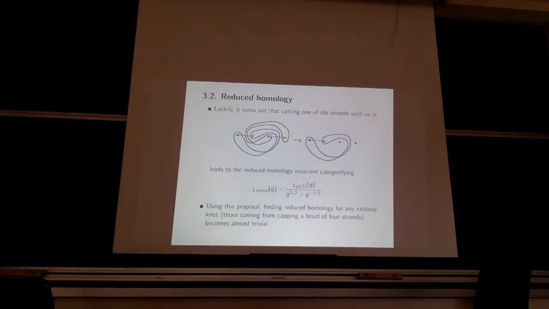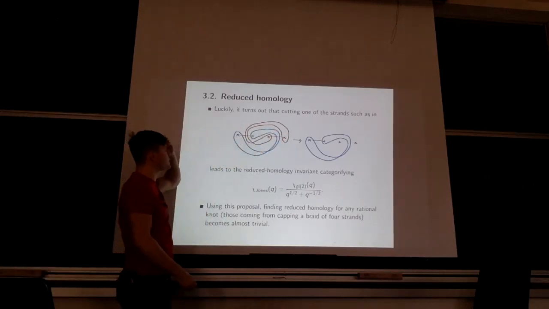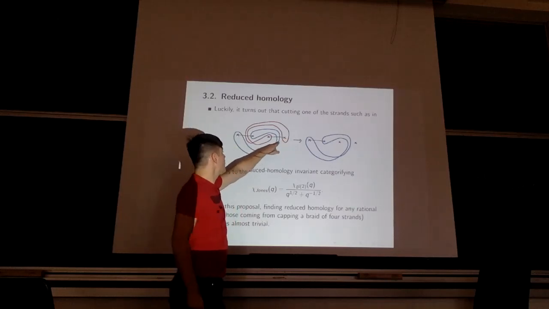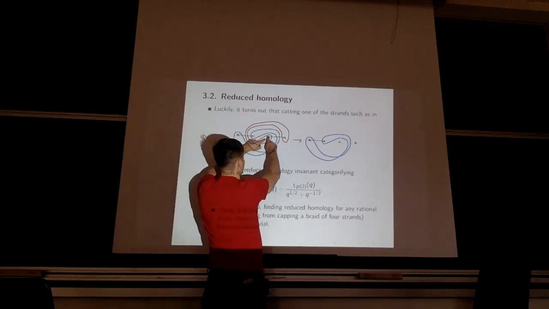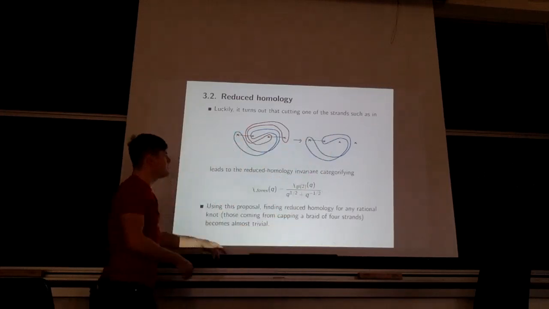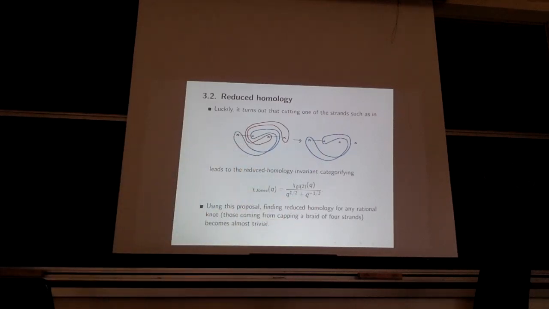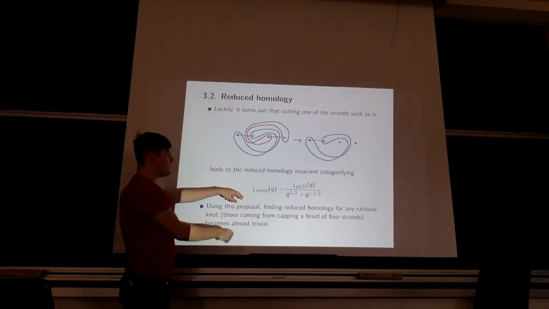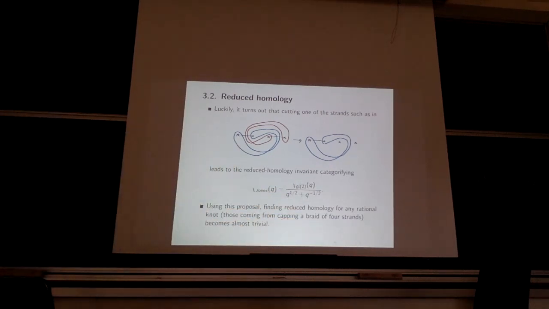But luckily, it turns out that cutting one strand, such as in this picture, so what I did here, we had this picture previously, and now I single out one of the punctures, and I remove the corresponding cup and cap cycle from the figure, and get the following picture. And the proposal is that this leads to the reduced homology invariant. So this is the thing that comes before rescaling. Remember, there were these two invariants. Oh yeah, I mean the expression here, right? I have this GO2 invariant, I have the Jones polynomial. I told you that they are the same up to some extra p-factor.